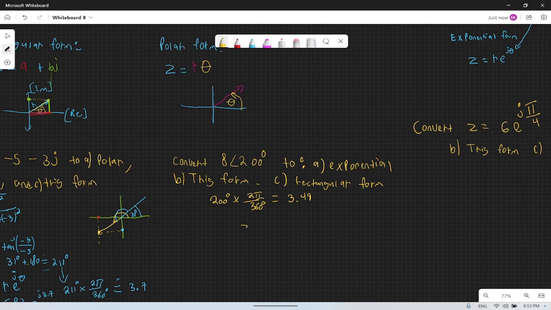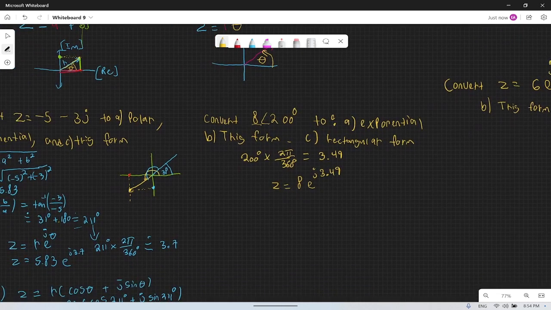So we would just have z equals our r value, which is this 8, e to the power of j 3.49. Normally for this you'd be seeing a fraction of pi, like pi over 2, pi over 4, but these numbers don't work out perfectly for that, so that's why we have that as our angle.